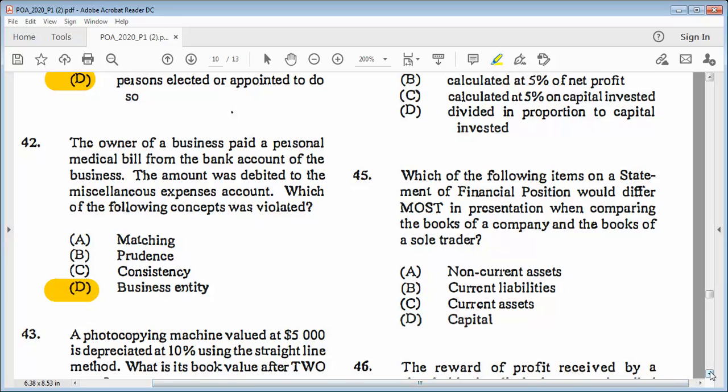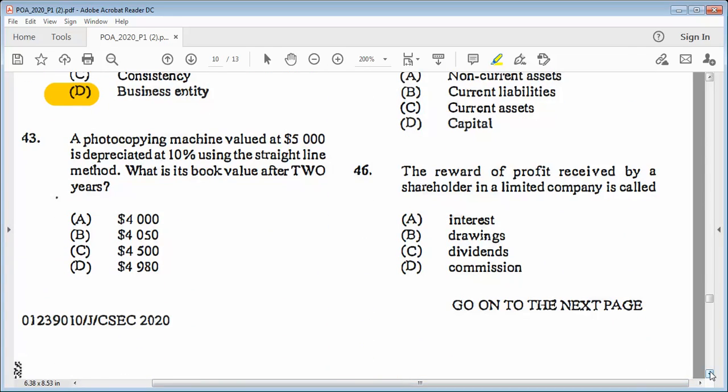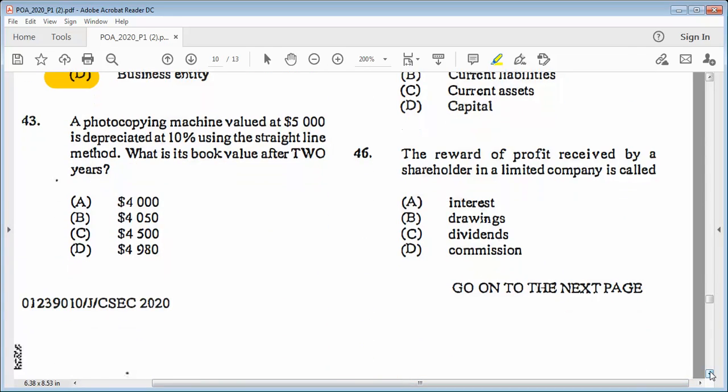Let's go on to number 43. It says, a photocopying machine valued at $5,000 is depreciated at 10% using the straight line method. What is its book value after 2 years? A. $4,000, B. $4,050, C. $4,500, D. $4,980. Now, we have to say what is really the straight line method.